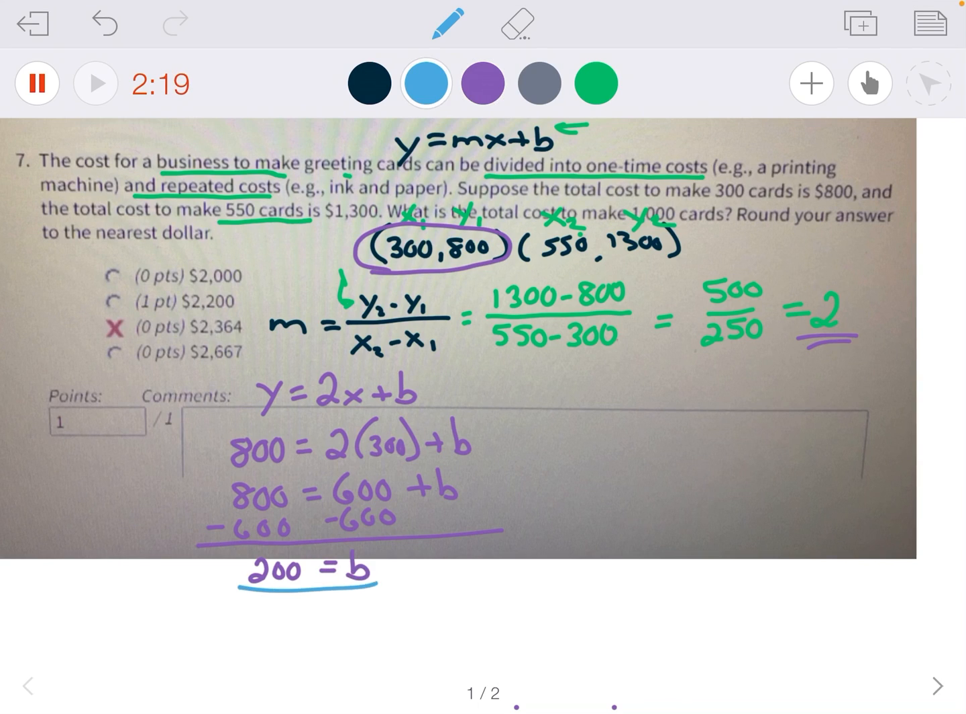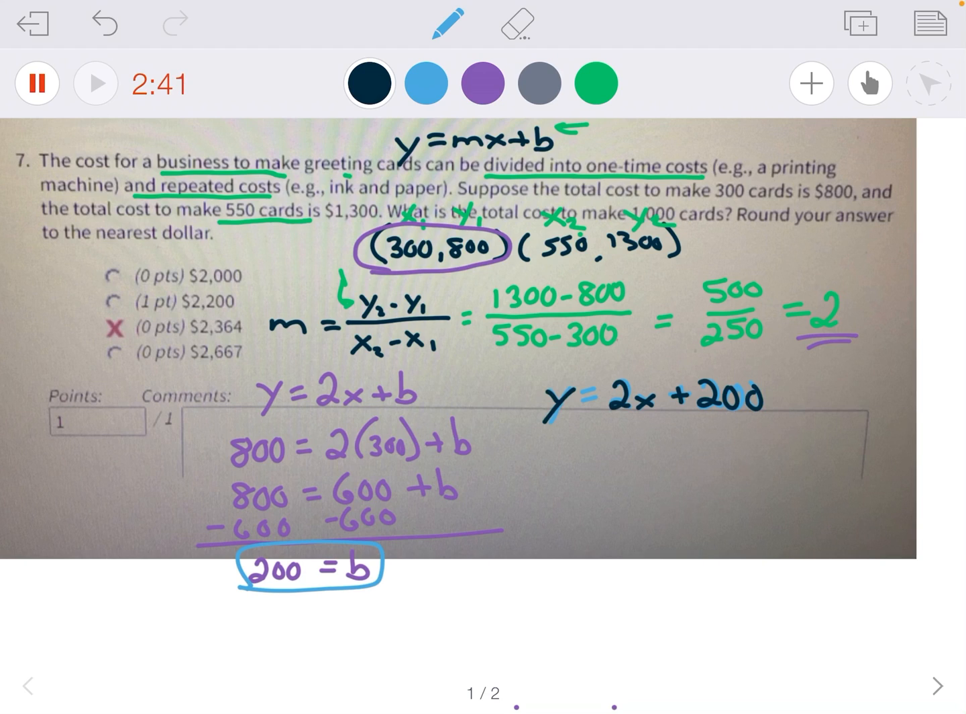So plugging this 200 into our formula, y equals 2x plus b, our b is 200. We now have that over here. That's kind of light here, so I'm going to get a darker color. So 2x plus 200.